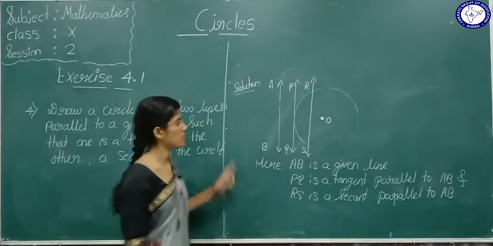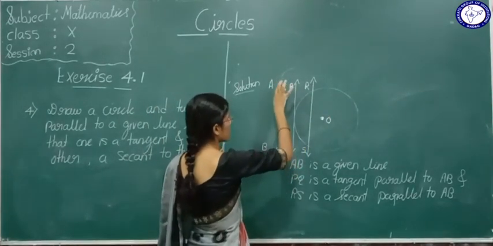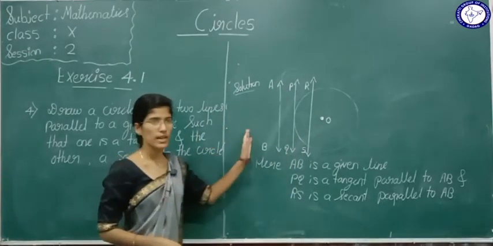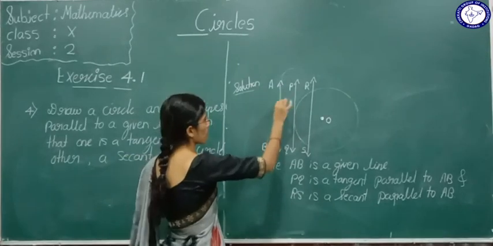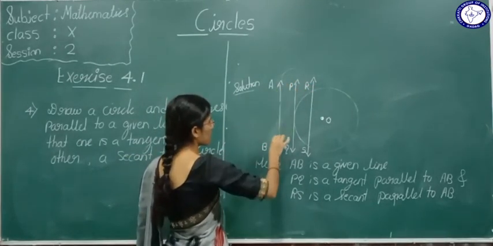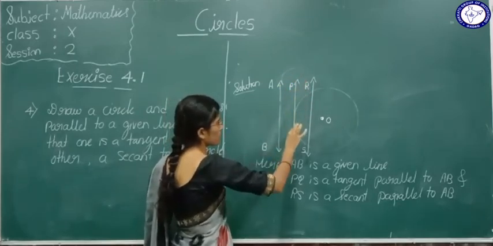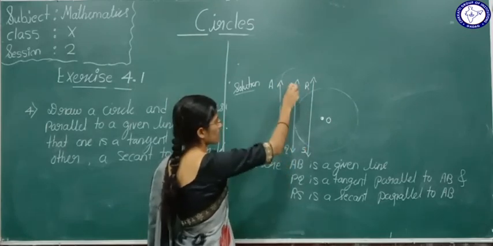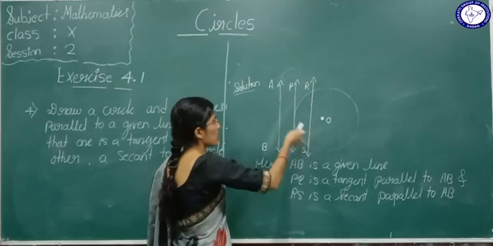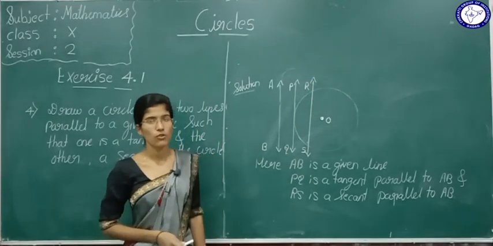What are they told? They just told to draw one circle. In that circle, for any given line, you draw one secant and one tangent. Here AB is a given line. For this given line, we draw one tangent, that is PQ parallel to AB, and they told to draw one secant. The secant is also parallel to AB. So this completes your exercise 4.1.